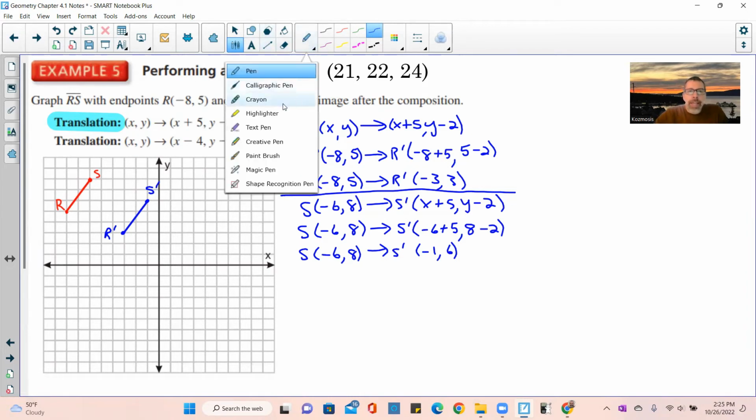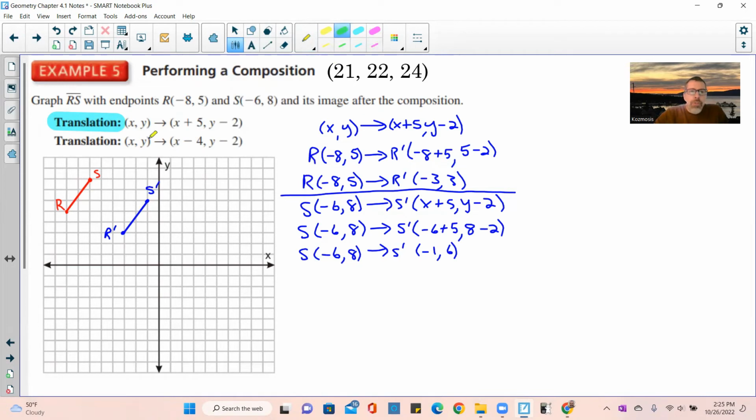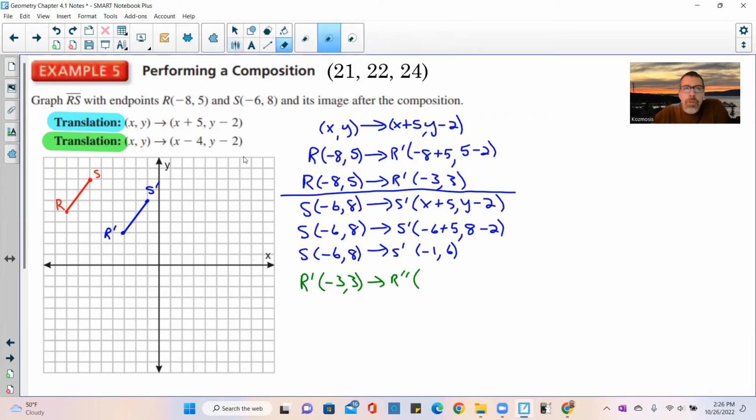Now I'm going to translate again, and I'm going to do a translation of negative 4 comma negative 2. Okay, so be careful here. What you're going to do is you're going to take R prime, which is right here, negative 3, 3. And it's going to become R double prime, which is negative 3 minus 4. Let me write it out first. Let me write the formula before I start substituting. My formula is X minus 4 comma Y minus 2.